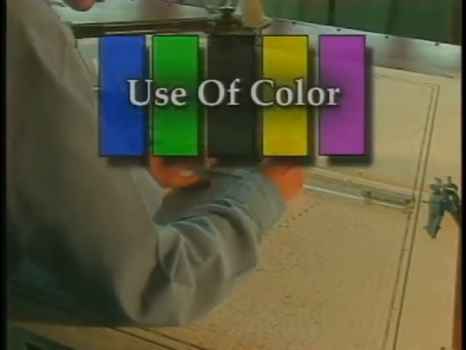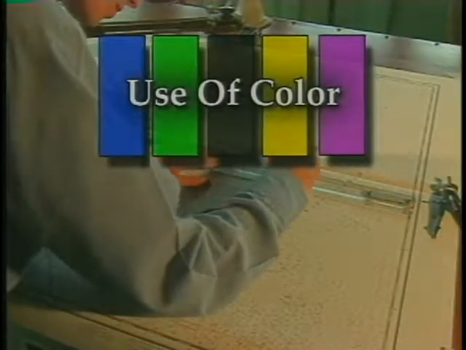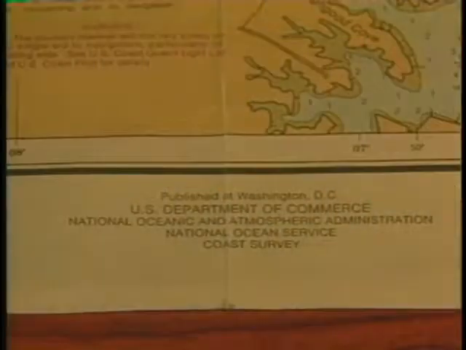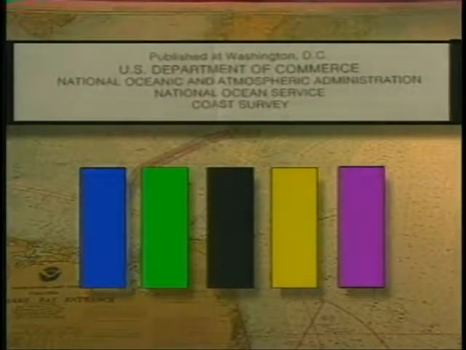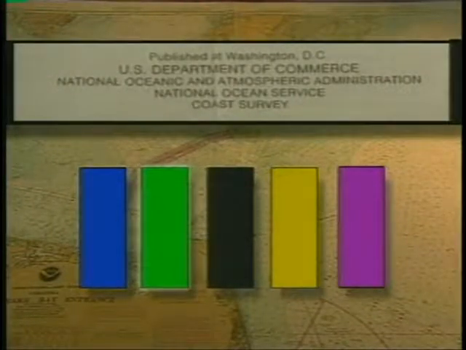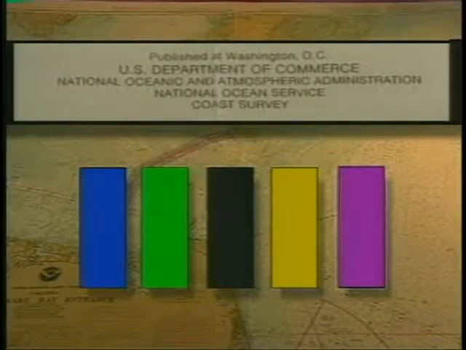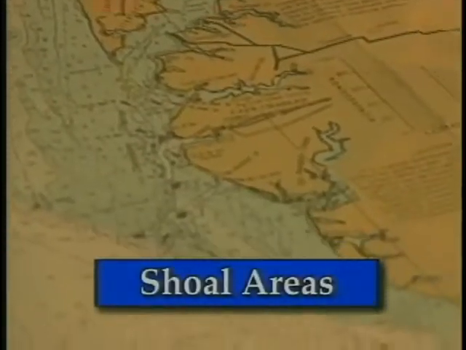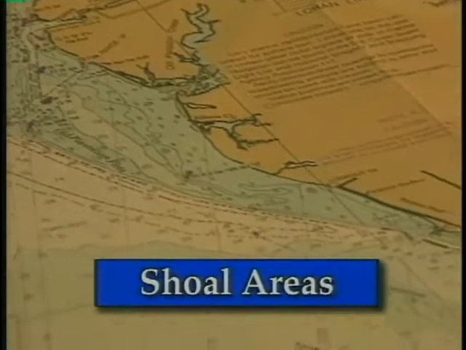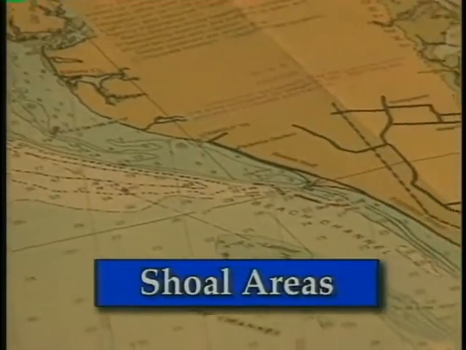Nearly all charts employ color to distinguish various categories of information. Charts you may encounter will come from two sources: the National Ocean Service, the NOS, or the National Imagery and Mapping Agency, or NIMA. The NOS color system uses 5 multipurpose colors. These colors may appear solid or shaded on charts. The color blue is used to depict shoal areas. Safe navigation depends on knowing the precise location of areas of shallow water.